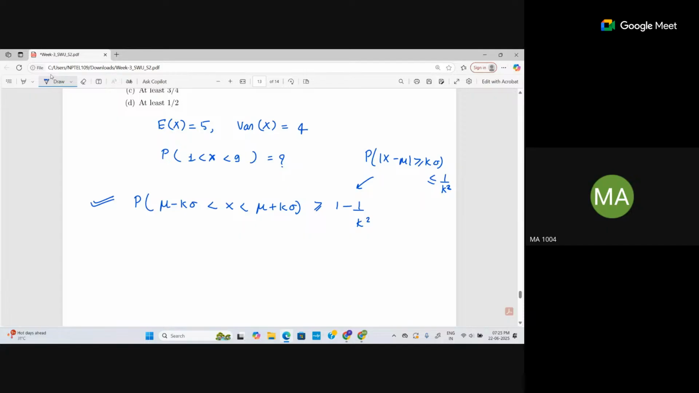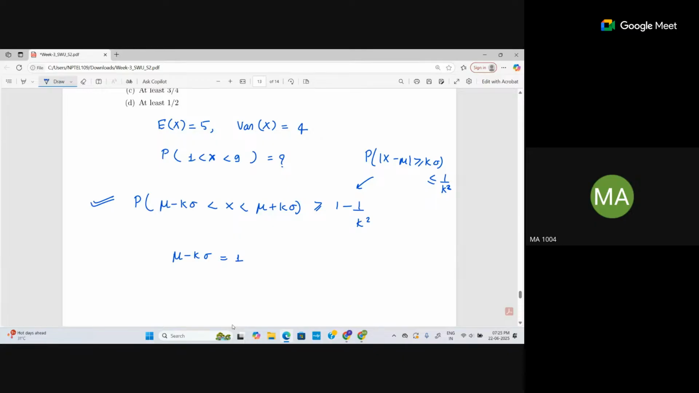Okay, now we are given, you can compare these two, so this one and this one, and you will see that mu minus k sigma is equal to 1, right? Also mu plus k sigma will be equal to 9, right? And we know the value of mean and variance here, so we can easily calculate the value of k.